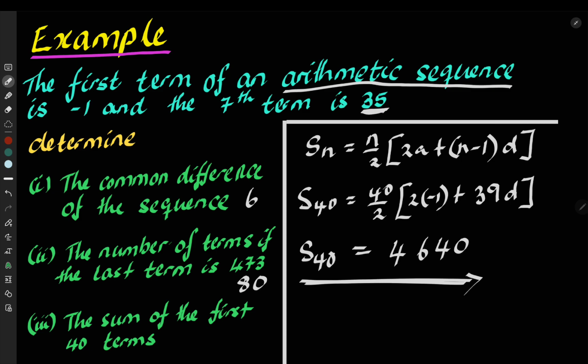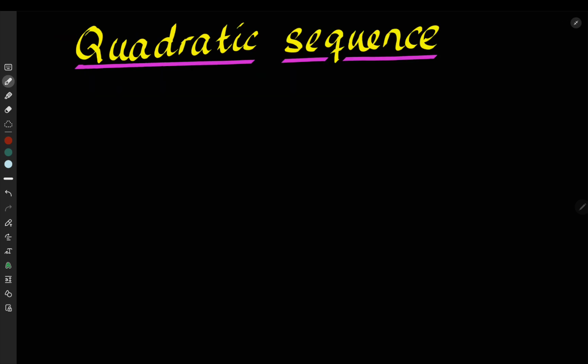Now moving on to the next sequence, which is the quadratic sequence. What is the quadratic sequence? The quadratic sequence does not differ in any way from the quadratic equations that you have been doing. So it's still quadratic, but the unique feature about the quadratic sequence is that it has the second common difference. Remember, the arithmetic had the first common difference. So the quadratic sequence has the second common difference.